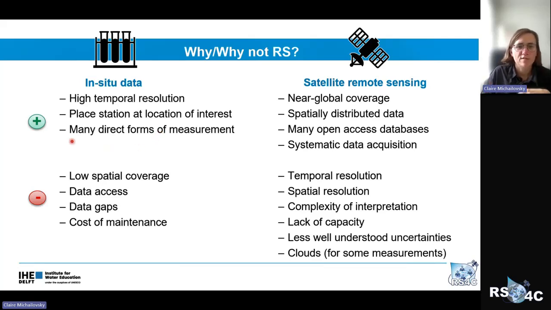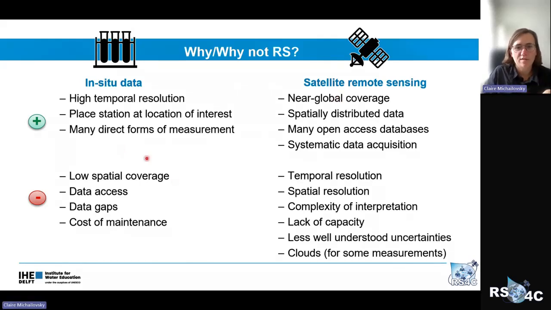So we have, for instance, precipitation products from remote sensing, but we have to get to the precipitation by interpreting the reflectance of clouds and the condition of the atmosphere, etc. Whereas if I put a gauge, it's more direct. I see how much rain has accumulated in my gauge, and so on.